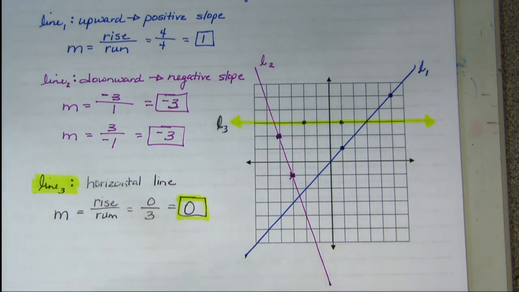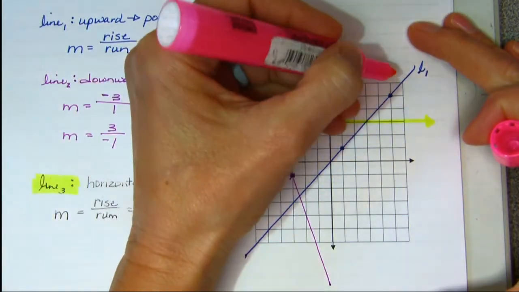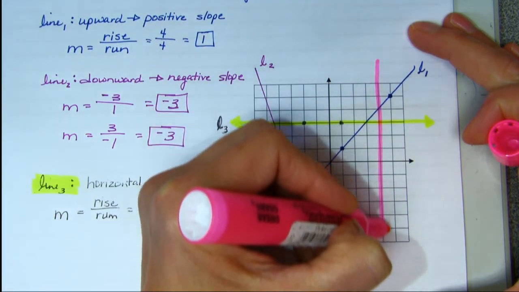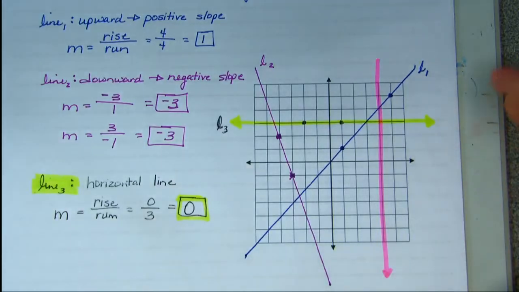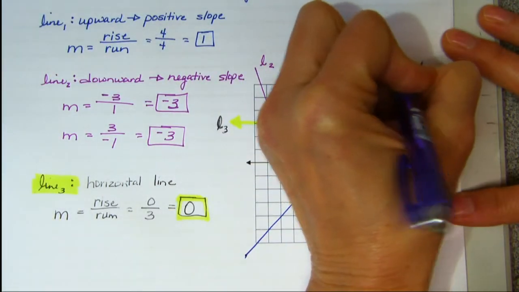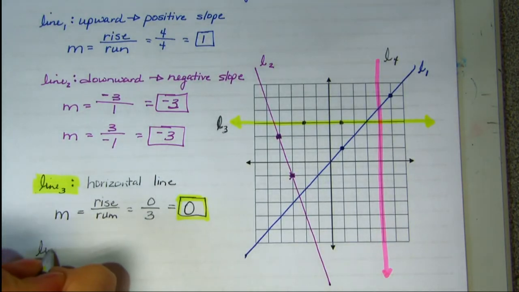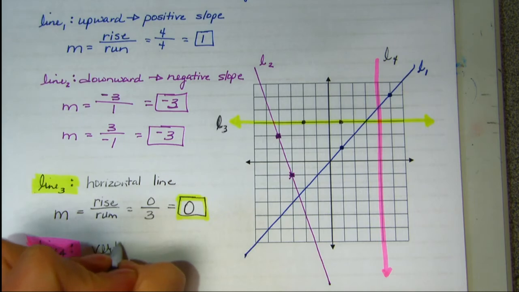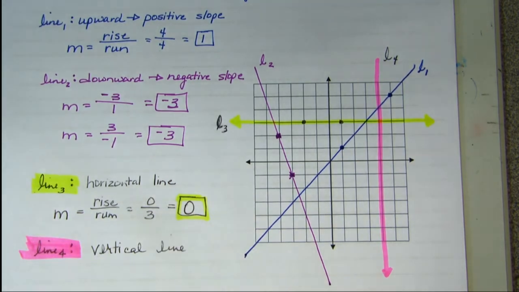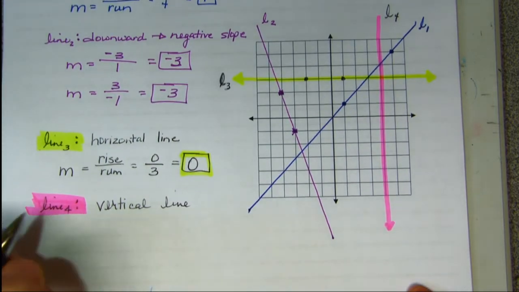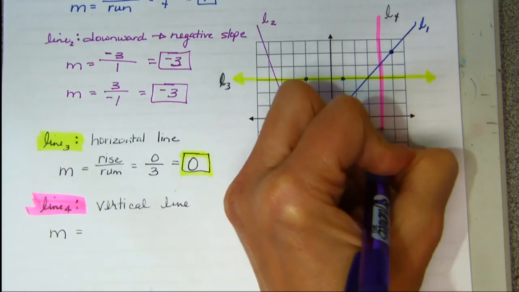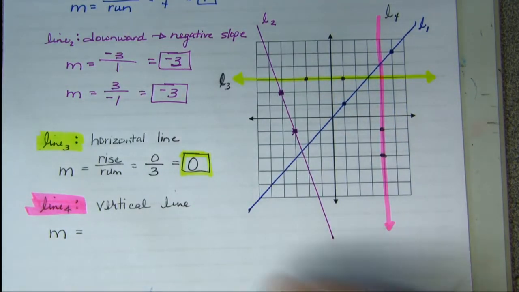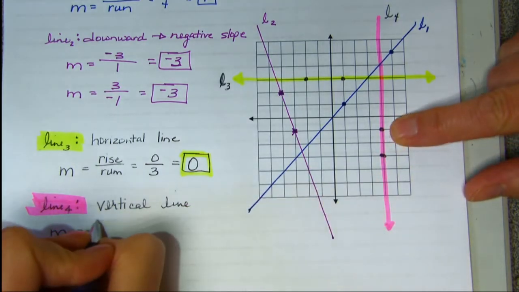Now I'm going to do this over here. This is line 4. This is my pink highlighter. Notice that this line is a vertical line. So to find its slope, I'm just going to choose any two points on the line. So if I start here and travel here, so rise over run.